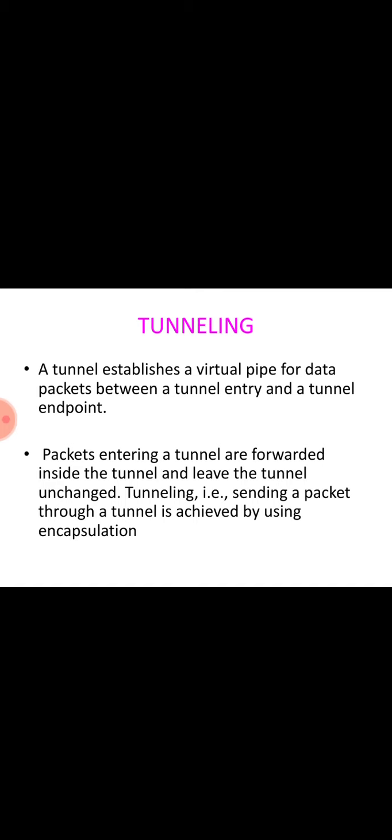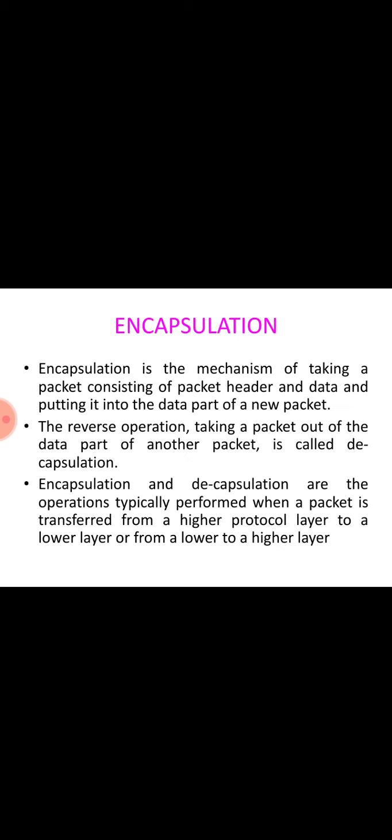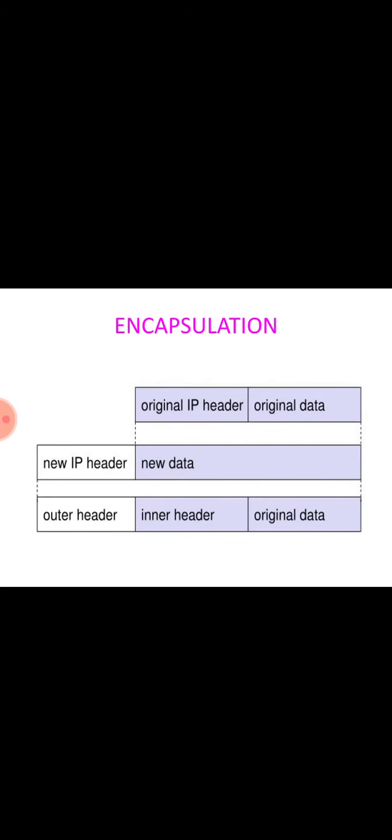And tunneling is nothing but a virtual pipe of data packets between a tunnel entry and tunnel endpoints. Packets entering the tunnel are forwarded inside the tunnel and leave the tunnel unchanged. A tunnel establishes a virtual pipe. Here, encapsulation is the mechanism of taking packets consisting of packet header and data and putting them into the data part of a new packet, which you can see in this diagram. The reverse operation, that is taking a packet out of the data part of another packet, is called decapsulation.